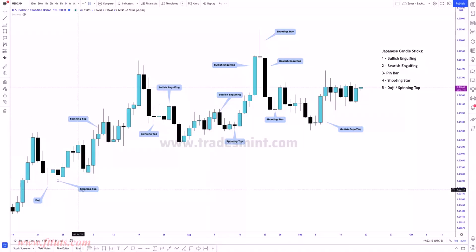So a shooting star would be, where is it at? I've highlighted some here. Shooting star is here. You see this is a big rejection to the upside, so that is a bearish rejection. This one right here, even though it is a bullish close because it closed higher than where this one closed, is still a bearish rejection. And you can see price ended up rejecting from here also.